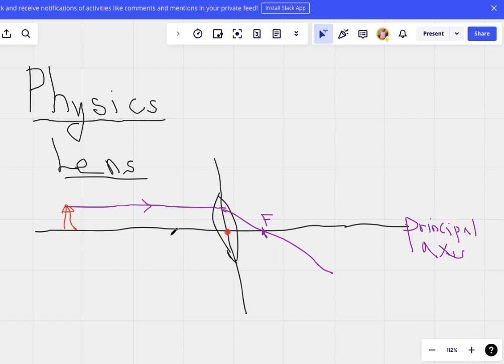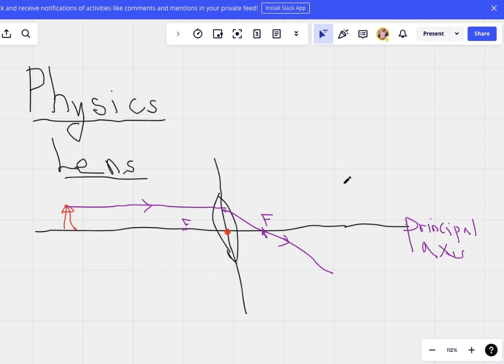Same distance away on this side is also called a focal point, F. Same distance away from the optical center. Let's assume this distance to the center of the lens and this distance to the center of the lens are equal. Now, this is the first one. Any ray that is parallel to the principal axis, like this ray, will be refracted on the other side through the focal point. Okay, this is the first rule for forming an image in a lens.